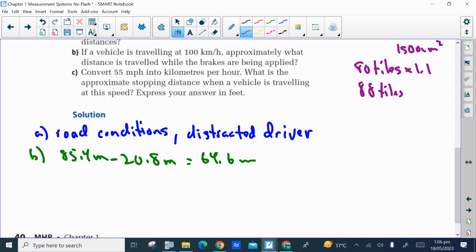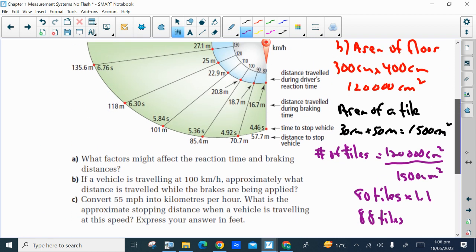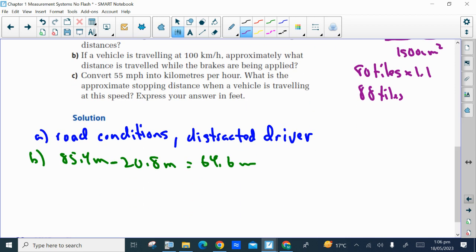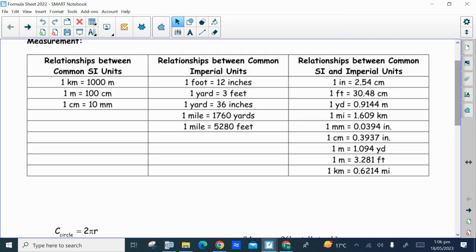Part C says, convert 55 miles per hour into kilometers per hour. What is the approximate stopping distance when a vehicle is traveling at this speed in feet? So we have to convert the 55 miles per hour into kilometers per hour because that's how the table is set up. It has speeds in kilometers per hour. So our first step is to convert 55 miles per hour to kilometers per hour by looking on the formula sheet to see what the scale factor is.